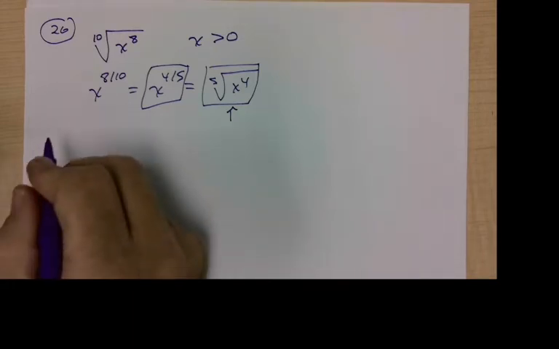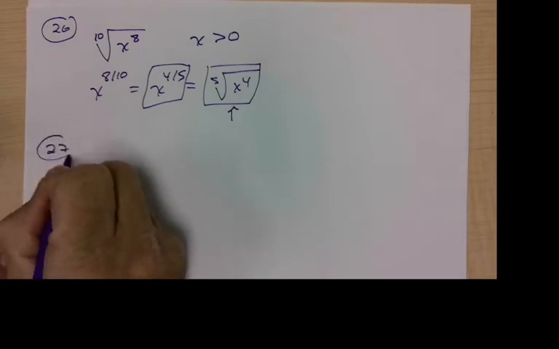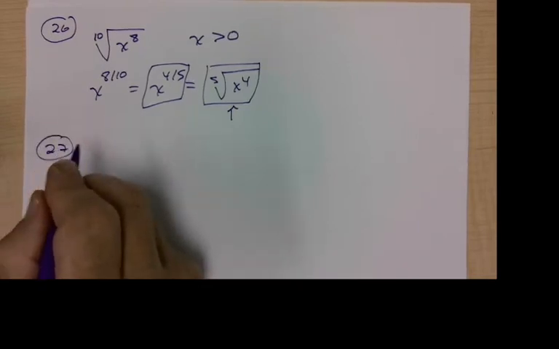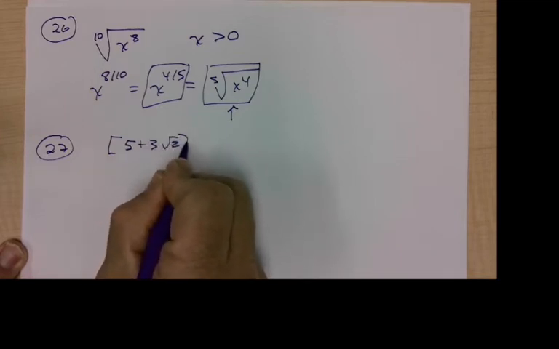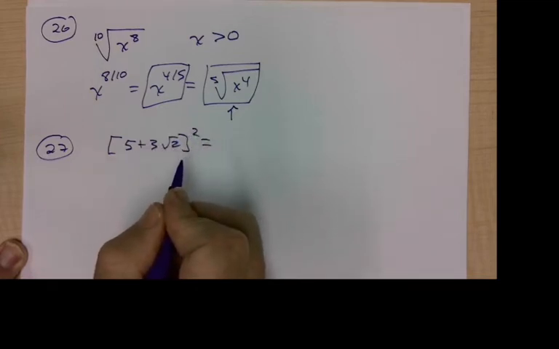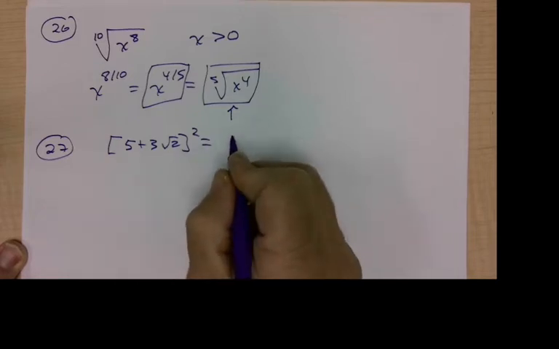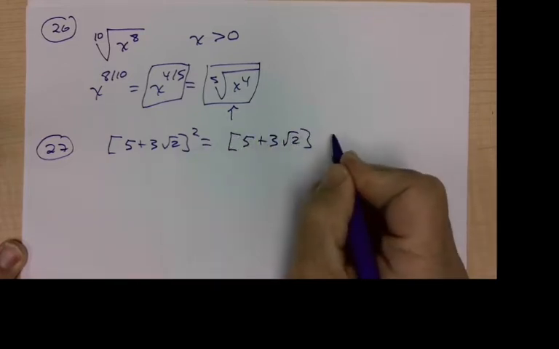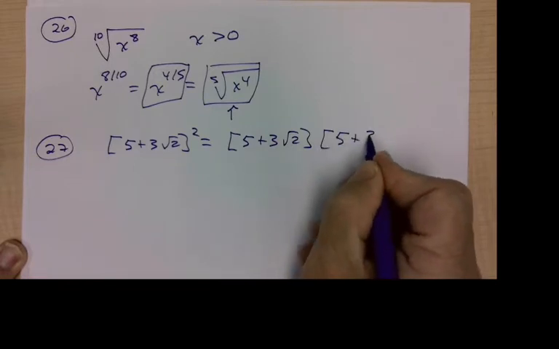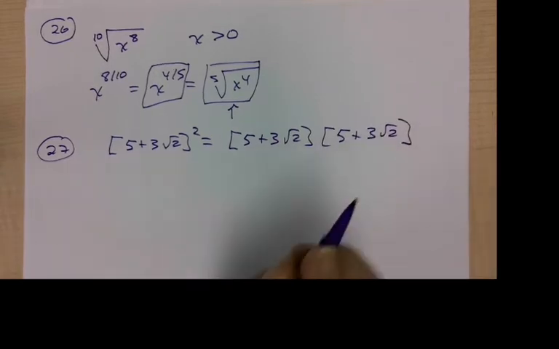27 asks us to multiply two irrational numbers, 5 plus 3 root 2, squared, which means 5 plus 3 root 2 times 5 plus 3 root 2. Let me use my multiplication box to make sense of this.